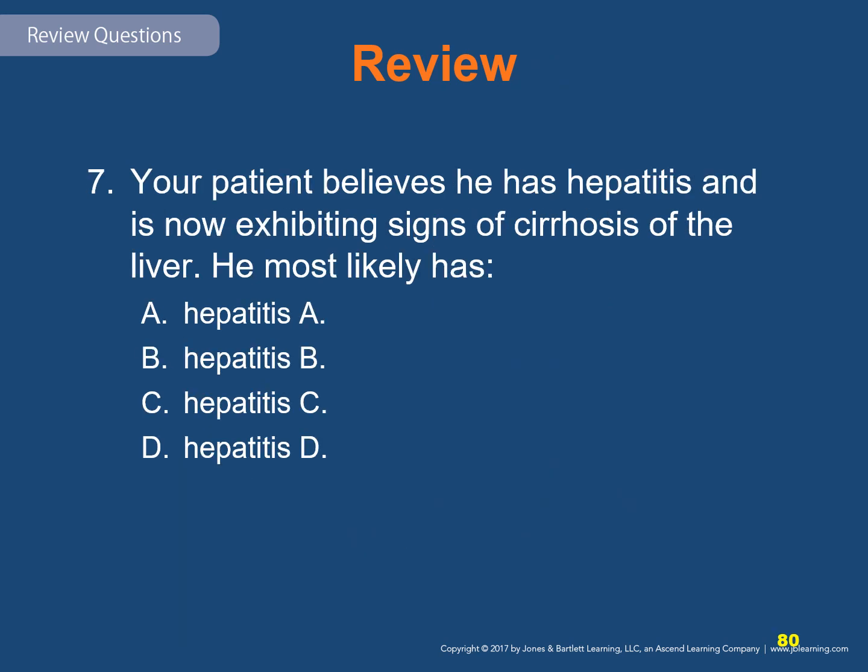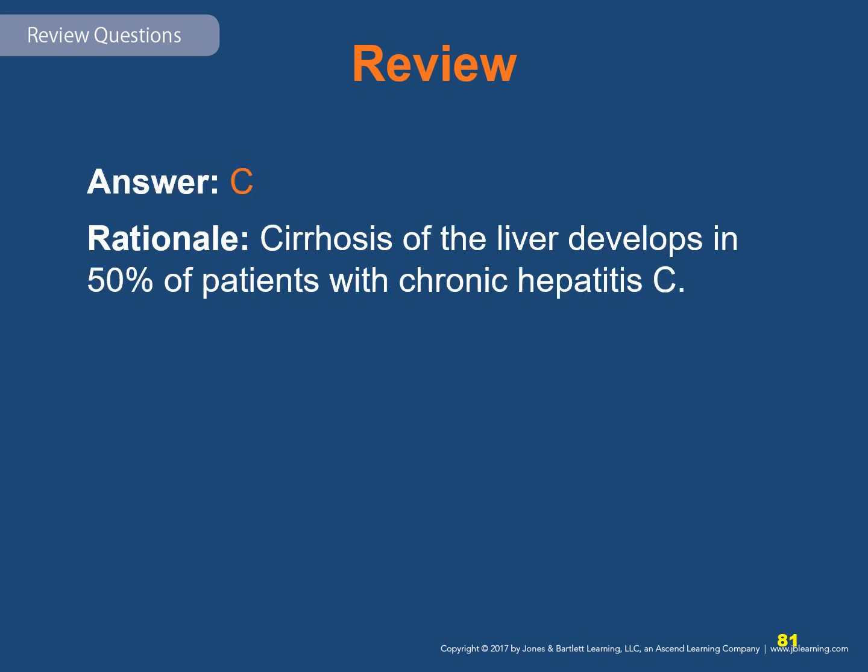Review question 7. Your patient believes he has hepatitis and is now exhibiting signs of cirrhosis of the liver. He is most likely to have A, hepatitis A, B, hepatitis B, C, hepatitis C, or D, hepatitis D. The correct answer is C. Cirrhosis of the liver develops in 50% of patients with chronic hepatitis C.